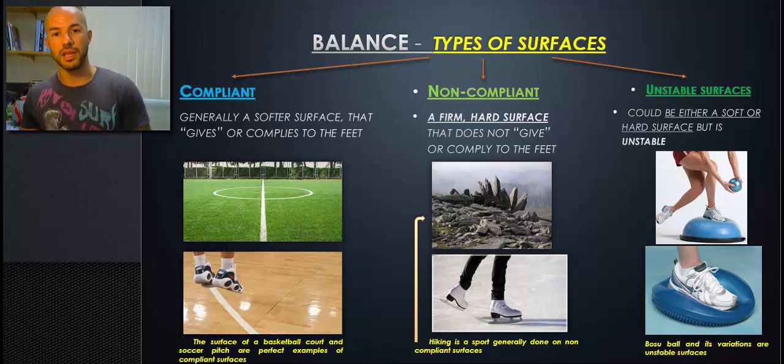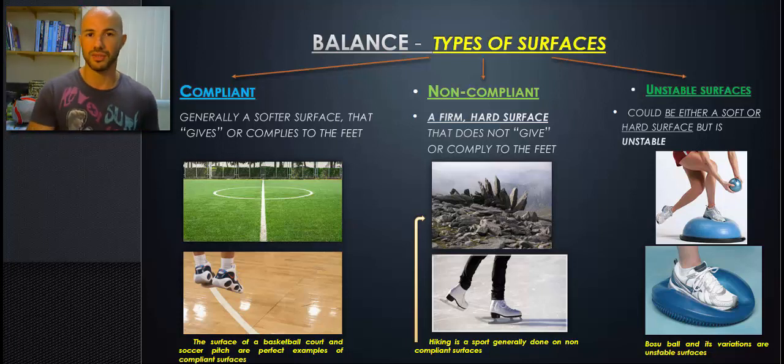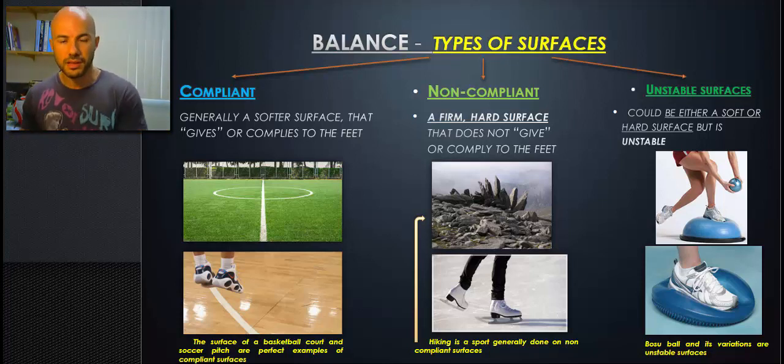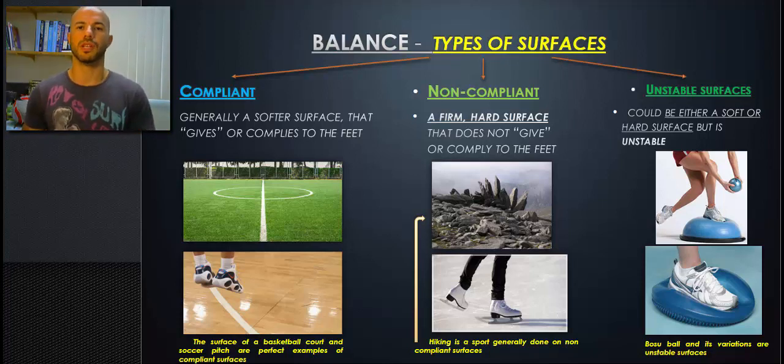Whereas if you're on an unstable surface like ice or a Bosu ball, that's not going to be compliant, and you're going to have a hard time keeping your balance. So different types of surfaces, like compliant, non-compliant, and unstable, will obviously change the way you keep your balance. The most stable one is the compliant one.